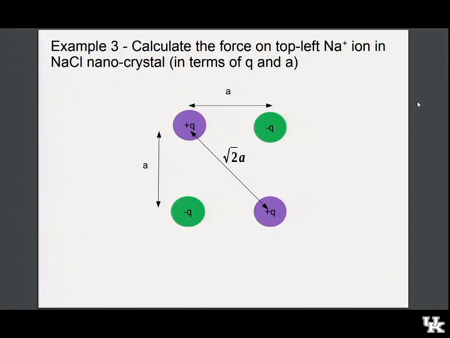The question asks us to calculate the force on this upper left charge due to the other charges, and to make it even worse, not as a number, but as an expression in terms of A, the separation between the ions, and Q, the size of the charges on the ions. And so that's what we're going to do.